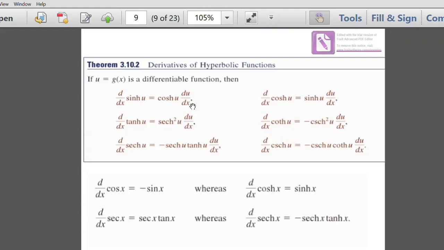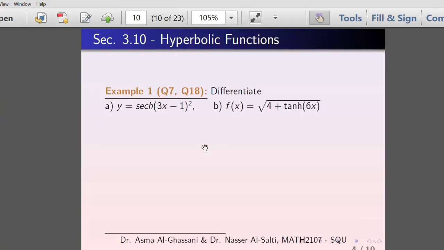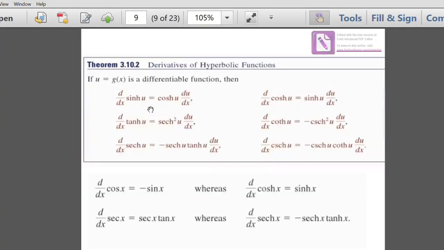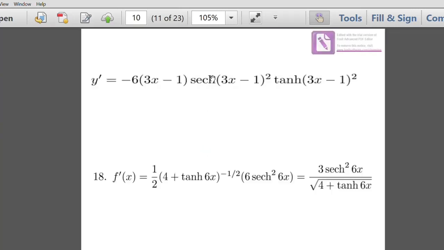So we know that the derivative of hyperbolic sec of u is given by minus sech u tanh u. So we need to apply this to find this derivative. The derivative of hyperbolic sec is given by minus hyperbolic sec multiplied by hyperbolic tan. Here we have hyperbolic sec multiplied by hyperbolic tan, and our u of x is equal to (3x minus 1) all squared, and here we have also (3x minus 1) all squared.